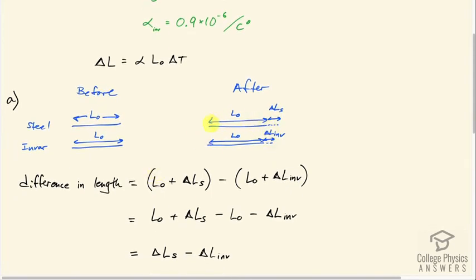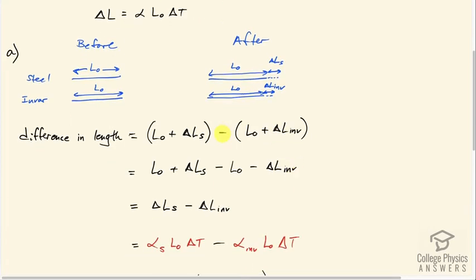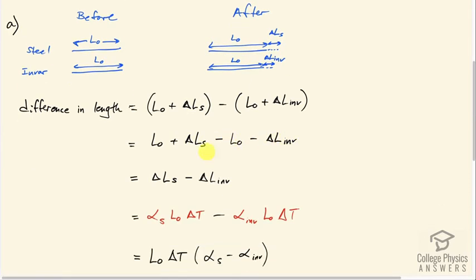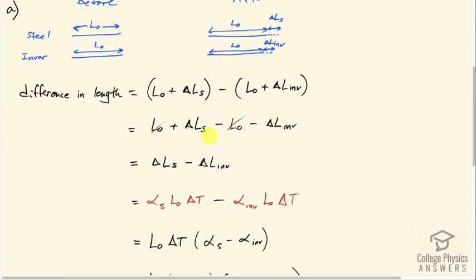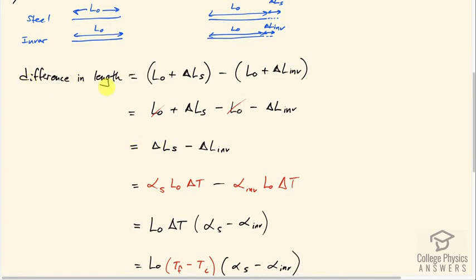And so we have L naught plus delta L subscript S for steel is the total length of the steel bar, minus the total length of the invar meter stick, L naught plus change in length of invar. And then if you distribute the minus into the brackets there, you get L naught plus delta L S minus L naught minus delta L invar. And so these L naughts make 0, and we're left with the difference in lengths will be the difference in the length changes of steel versus invar.